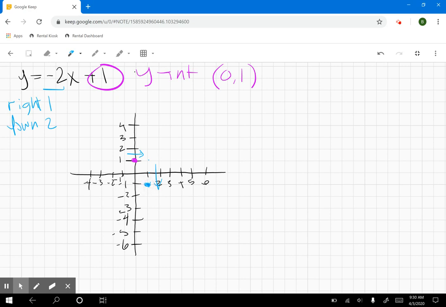Okay, again, you could also just do some arithmetic here to find the coordinate. So we're going right 1, so we're adding 1 for our x. That's supposed to be a plus sign there. Adding 1 for the x, but we're subtracting 2 for the y. And that gives us the point 1, negative 1, right here. Last thing I'm going to do is connect those 2 points with a line.